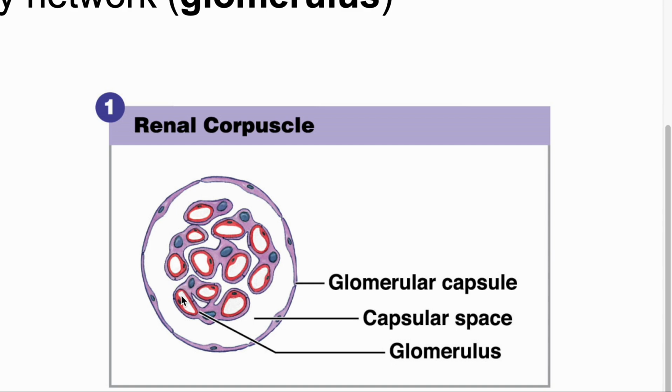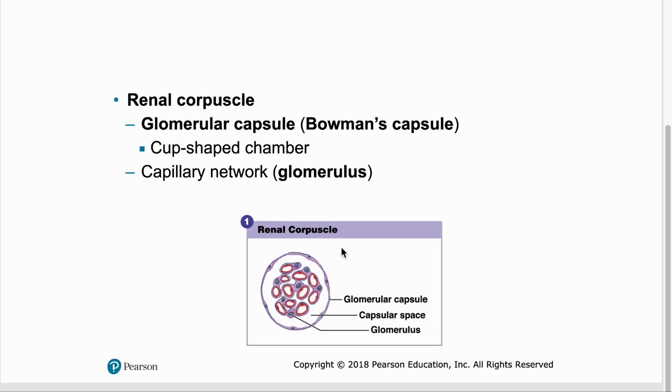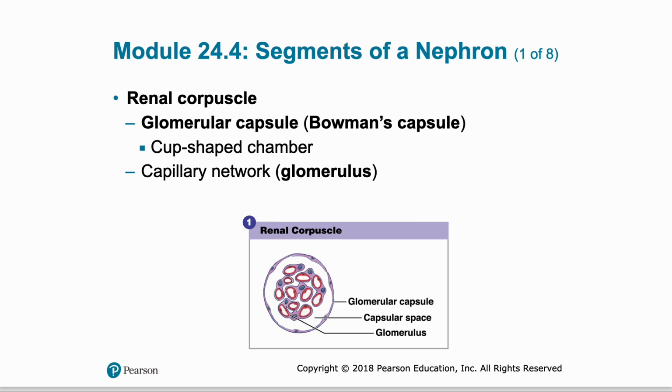And the capillaries inside that glomerulus are going to be fenestrated capillaries. And this is where filtration will take place. And the filtrate will be captured in the capsular space, but the blood will remain in the capillaries and exit the glomerulus through the efferent arteriole and ultimately ends up in the peritubular capillary network, which I will share with you in the not too distant future. All right, so that is our renal corpuscle.